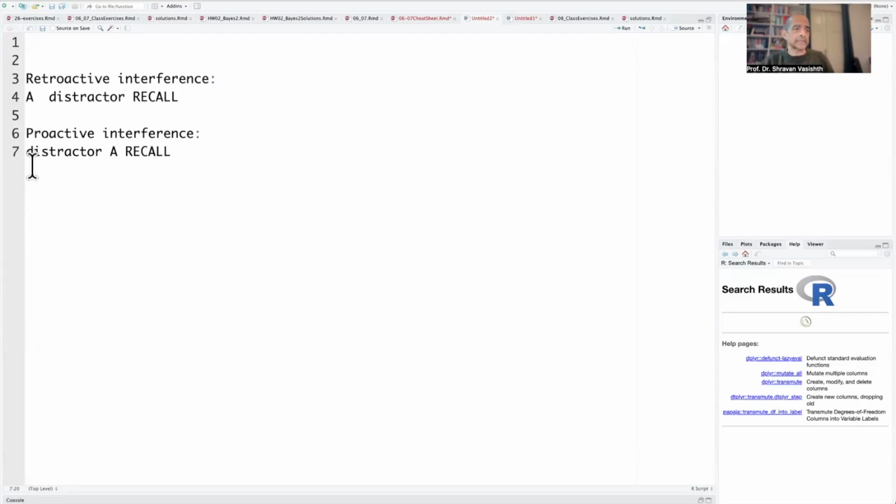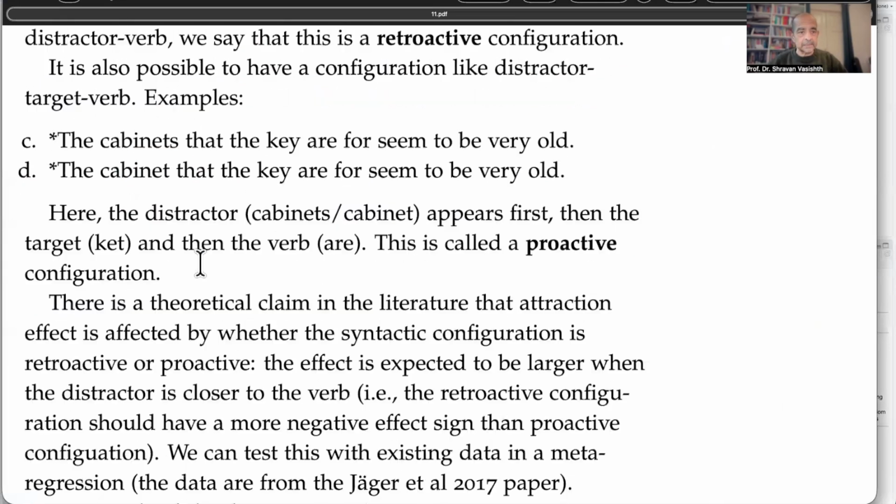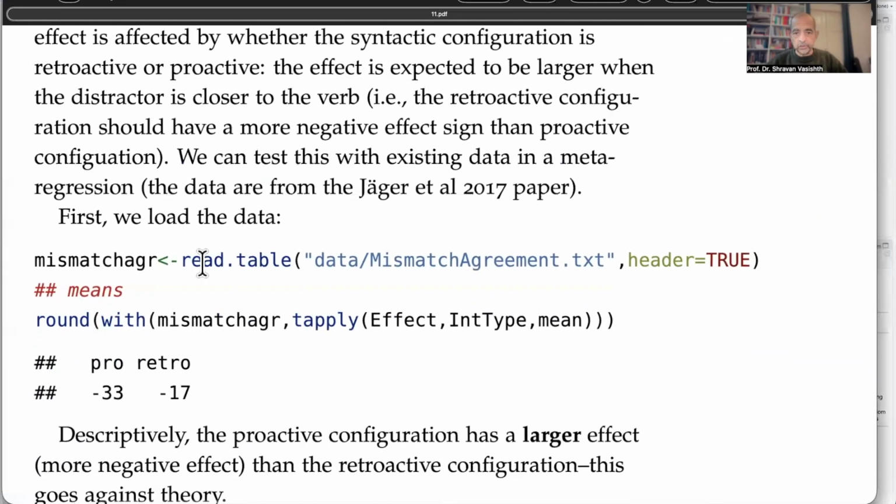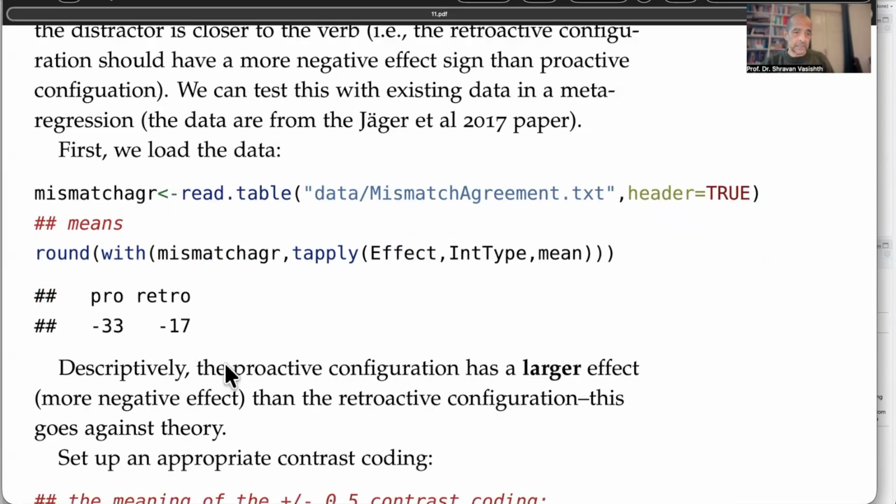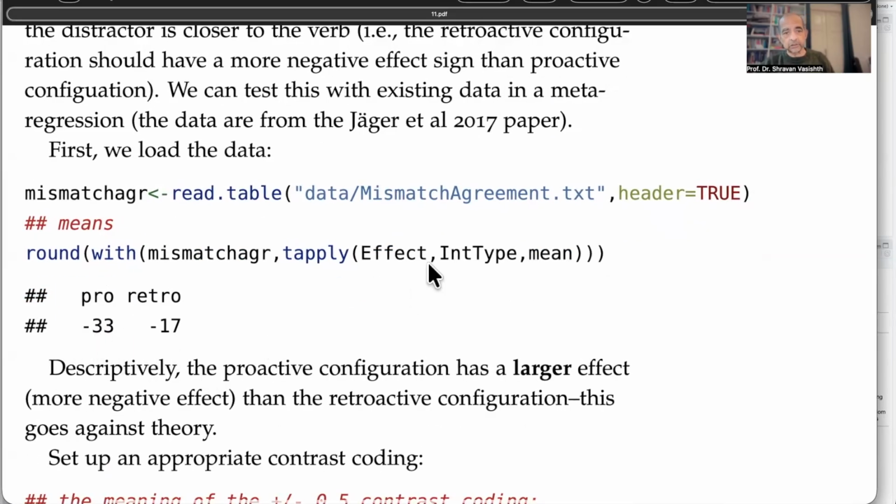By contrast, when you have a proactive interference setting, the agreement attraction effect should be weaker, right? So the agreement attraction effect should be stronger in retroactive and weaker in proactive. That's the prediction. So you can study this now, okay? What I've done is extract the data from some published studies, again from Julie Van Dyke's lab, where there were experiments looking at both proactive and retroactive interference.